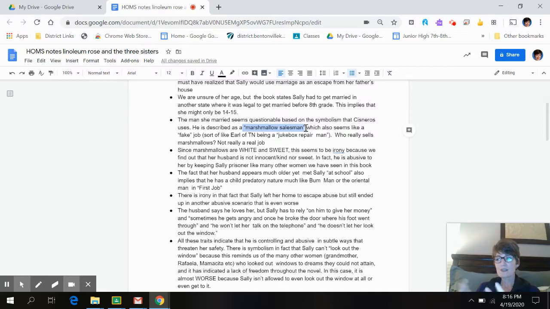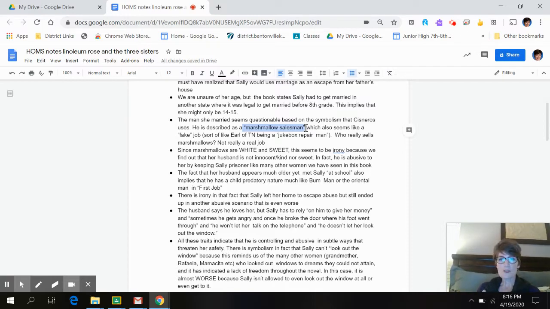So you get all this symbolism in the idea that he's a marshmallow salesman, but we don't really know what his real job is. Maybe he's a drug dealer. We don't know. But I don't think he actually sells marshmallows. So we do have this irony that he seems like he's supposed to be white collar or innocent and sweet, but actually he seems very abusive.